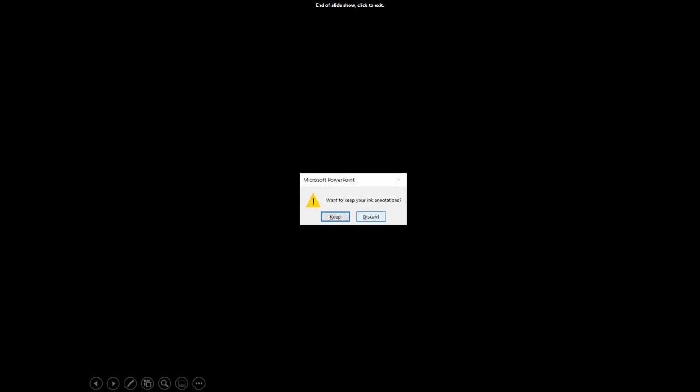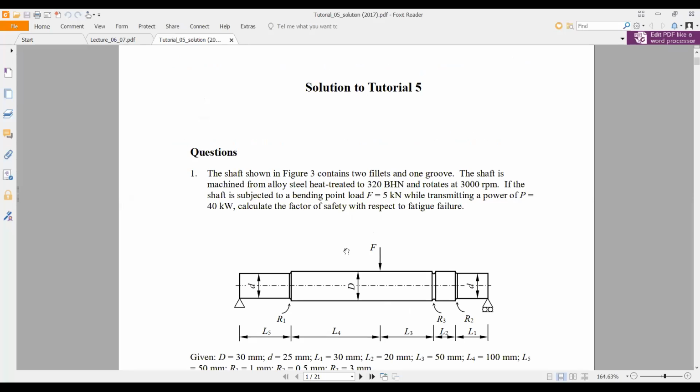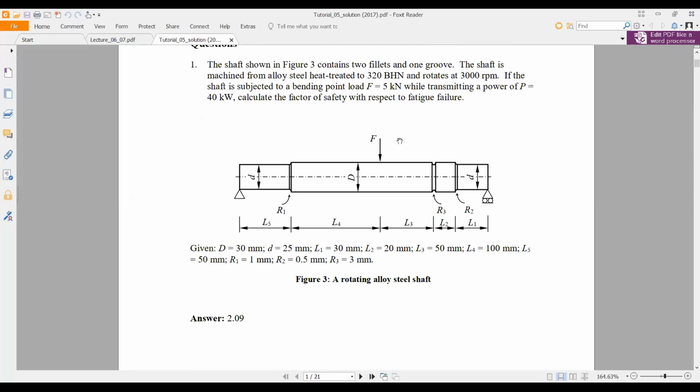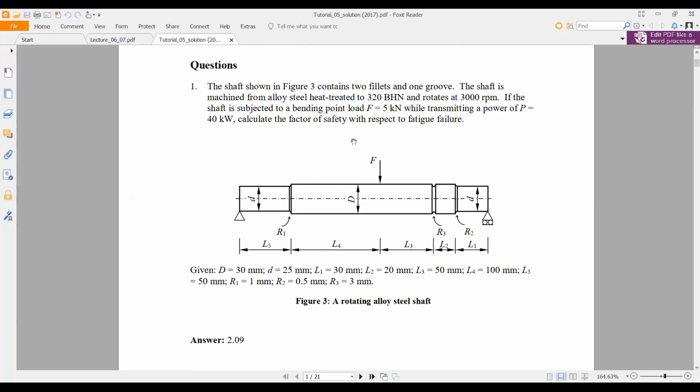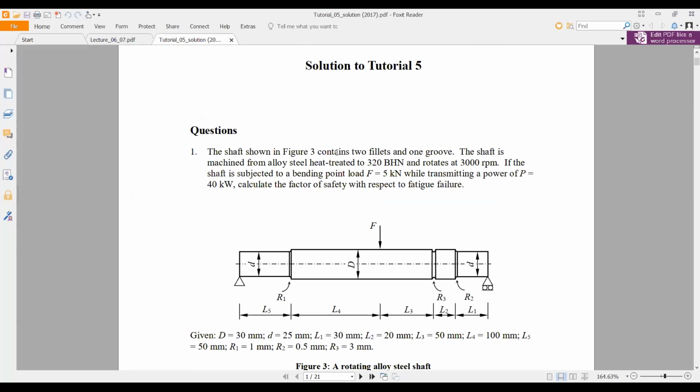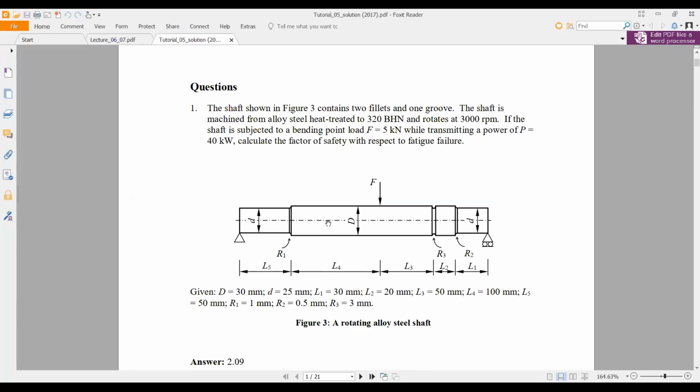Tutorials. This one. Yeah, this tutorial is not the actual case, but it is an extension from the tutorial form. So same kind of questions, the only difference here is they apply the rotating RPM with the bending point load. You can see the power transmitted P equals 40 kilowatts. Okay, so you need to find the factor of safety with respect to fatigue failure.